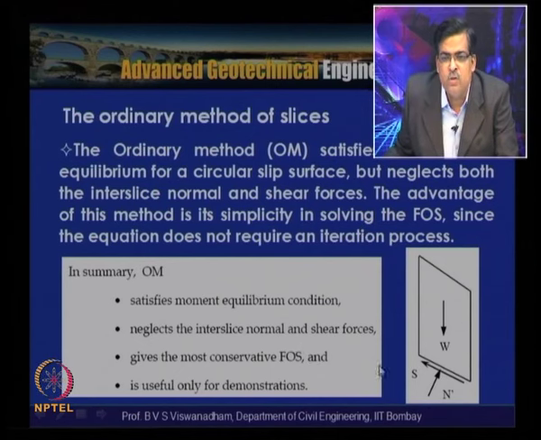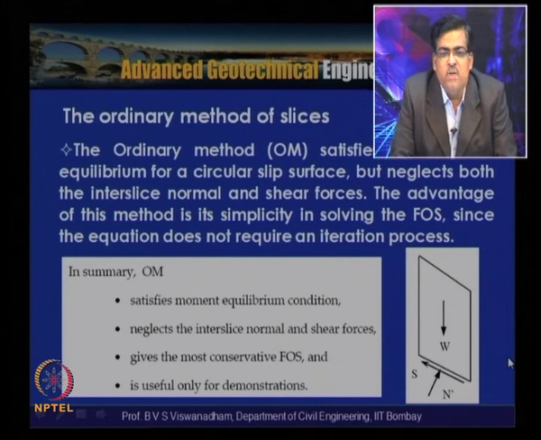Normal and shear forces in this direction, one acting downwards, one acting upwards, are neglected, and it gives the most conservative factor of safety, basically useful for demonstration. So the ordinary method of slices satisfies moment equilibrium for the slip surface, but neglects both interslice normal and shear forces. The advantage of this method is that it is simple in solving for the factor of safety, since the equation doesn't require any iteration process.